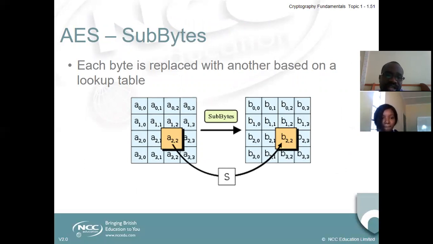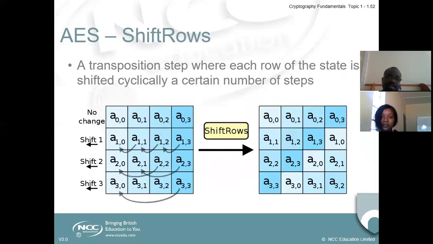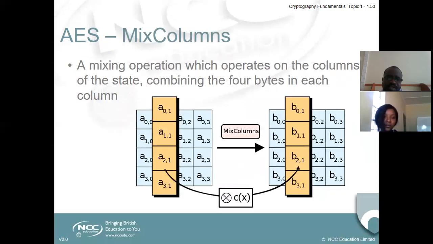So this is an example of AES sub bytes. Each byte is replaced with another based on a lookup table. As you can see, A2 is replaced by B2. You just swap them, sub bytes. We are going to do this practically. I think in the next class, we are going to use this type of ciphering and deciphering.